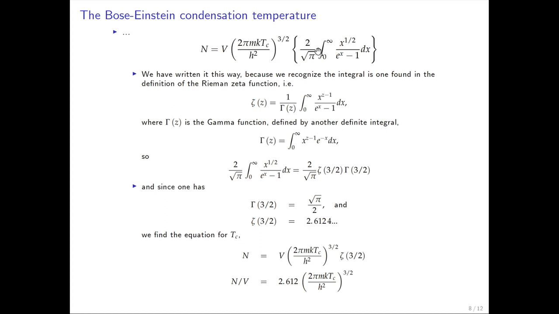So now we have this result written out quite easily. Like I said, this is just a constant. This integral becomes this constant here, the zeta function of 3/2, and this is just from before. I've just moved the V over here. So basically, TC is defined now by this equation that we got.